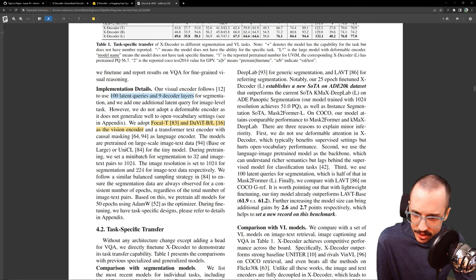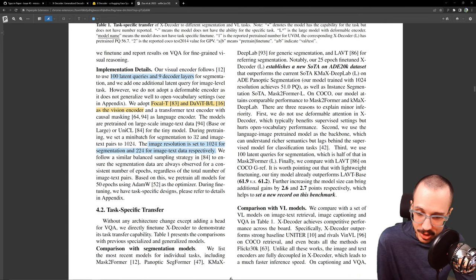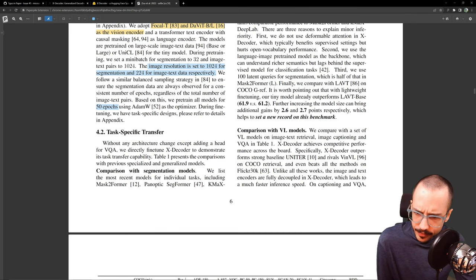During pre-training, we set the mini batch to 32 and image text pairs to 1024. Image resolution is set to 1024 for segmentation and 224 for image text data. This is quite big. 1024 is not small. They probably have a big GPU for that. We pre-train all models for 50 epochs using AdamW as the optimizer. Without any architecture change, except adding a head for VQA, we directly fine-tune to demonstrate the task transfer capability.